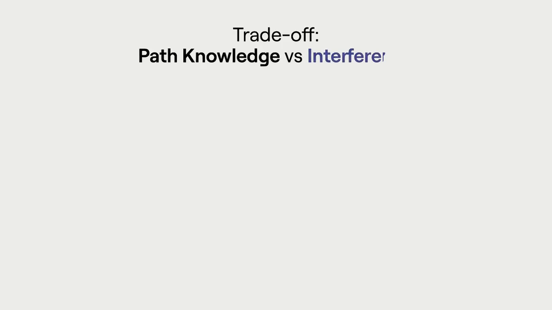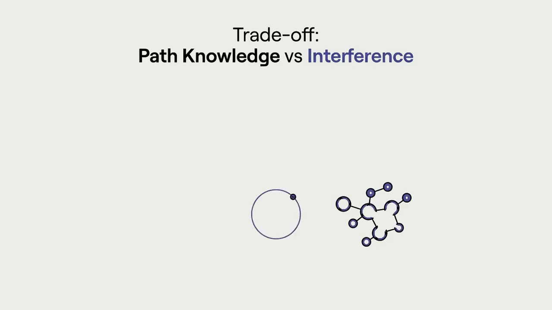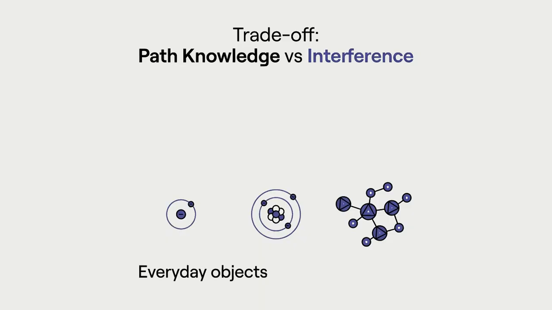When path information exists, amplitudes no longer combine to interfere. There's a precise trade-off here. The more accurately you can know the path, the less visible the interference becomes. You never get both perfectly at once. This experiment isn't just about light. Electrons do it, atoms do it, even large molecules do it, as long as they're isolated well enough from their environment. The only reason everyday objects don't show this behavior is that they decohere almost instantly.